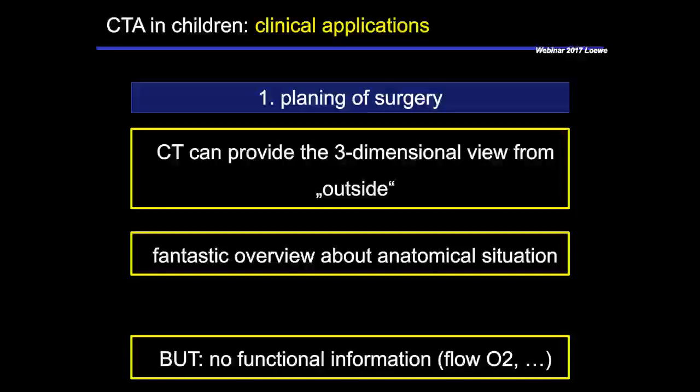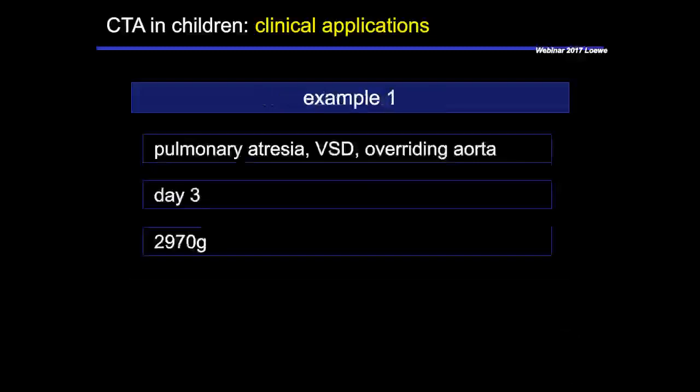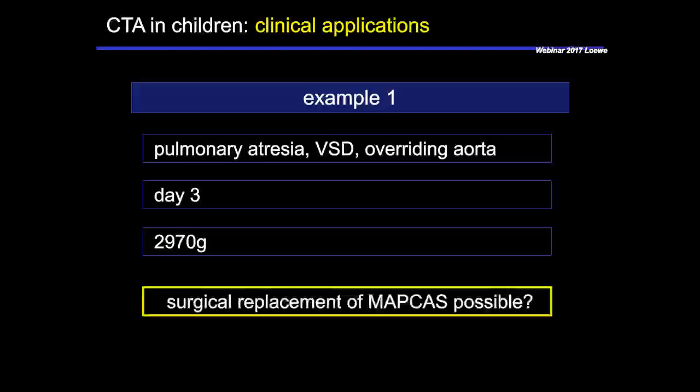CT is really able to provide the anatomical visualization at a glance. However, keep in mind, we don't have any functional information yet, so it cannot replace everything, but it can really provide a very good anatomical overview. Like in this patient, a very young patient at day three, around 3 kilogram, pulmonary atresia, ventricular septal defect and overriding aorta. And the question was, is any surgical replacement of the aorto-pulmonary collateral arteries possible, yes or no?